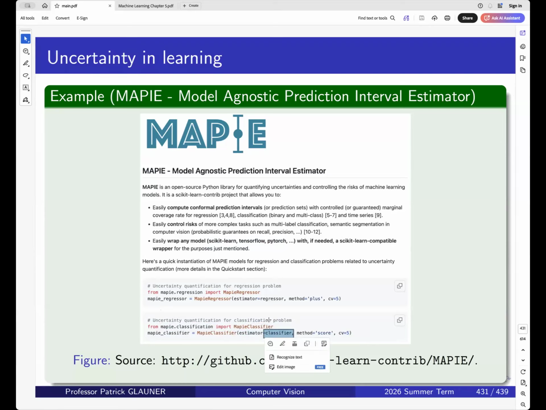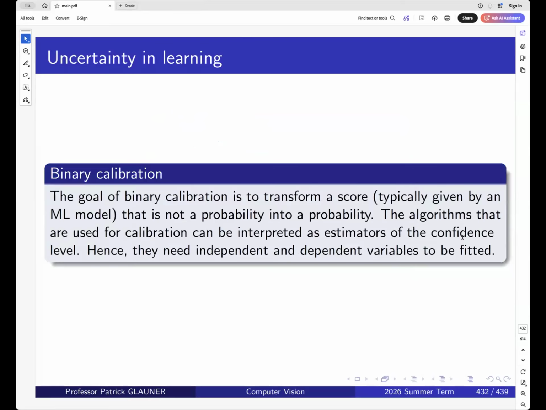This could be a Keras, TensorFlow, PyTorch, or scikit-learn model, and you can just plug it into your conformal prediction model. So that's something you can use very easily. The library comes with a couple of other interesting features, so I advise you to look into this, and you can use it for vision and for lots of other stuff.